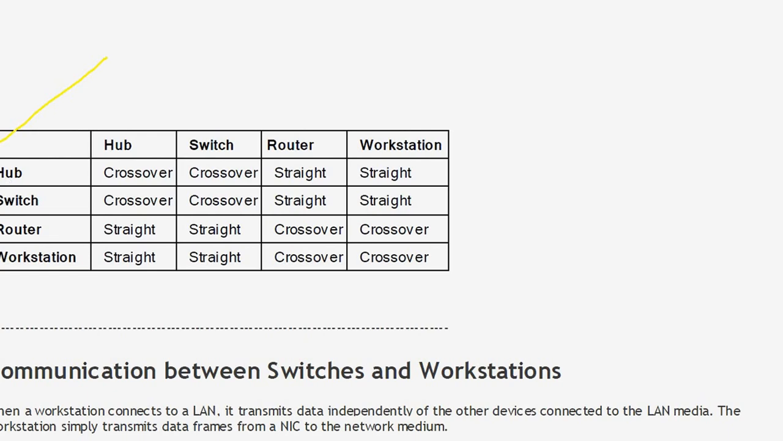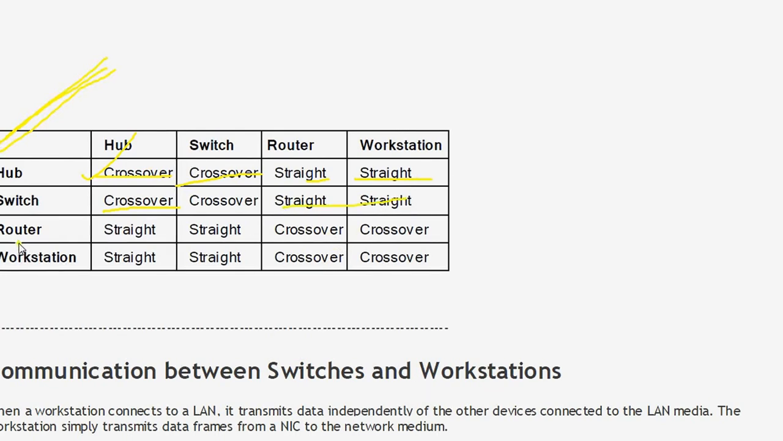what Ethernet cabling you use to connect a hub to a hub. For similar devices we use crossover cables. So to connect hub to hub we use crossover cable. Hub to switch we use crossover cable again, because hub and switch are same-level devices. Hub to router we use straight cable, hub to workstation we use straight cable, switch to hub we use crossover cable, switch to switch crossover, and to connect switch to router and workstation we use straight cables.